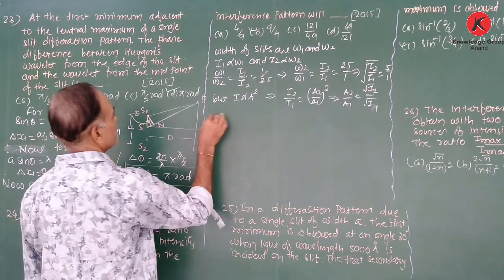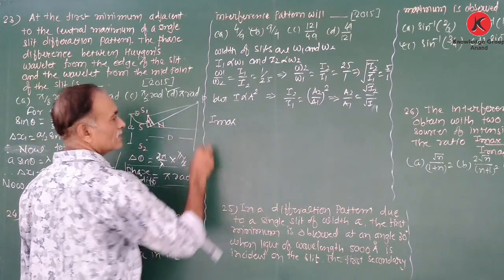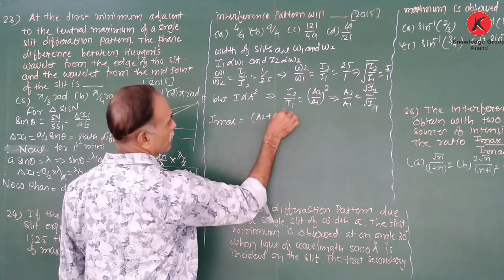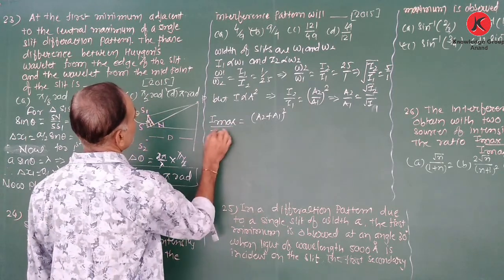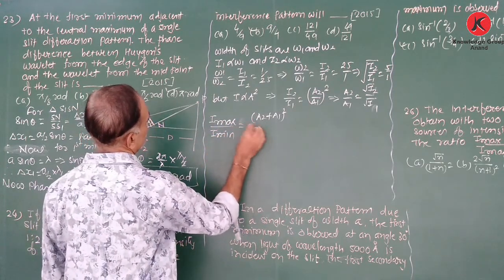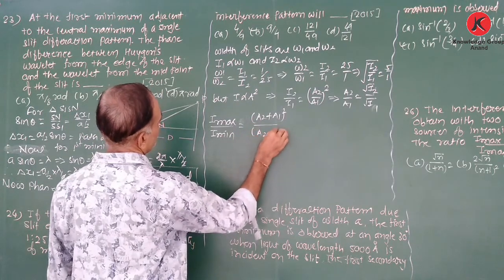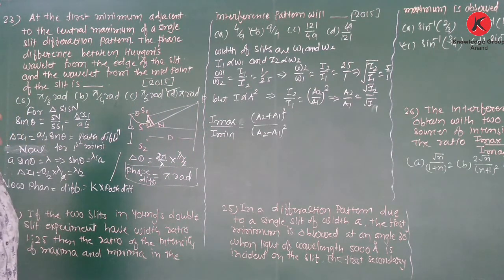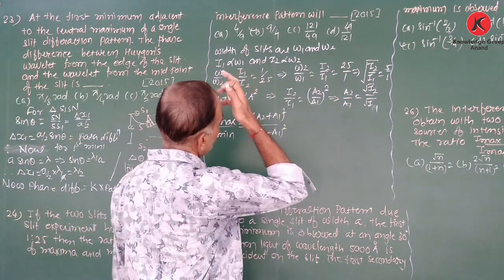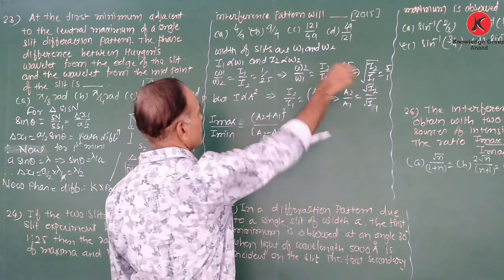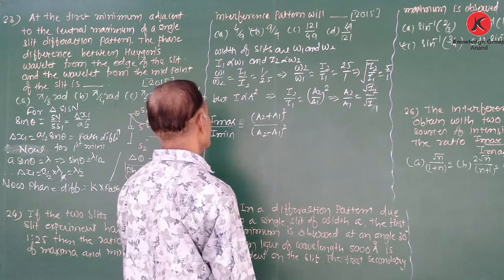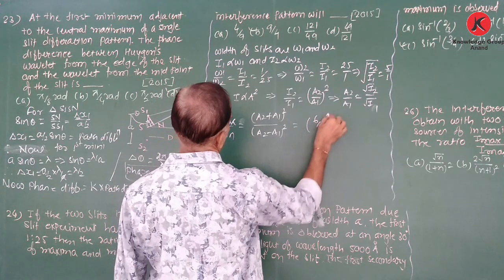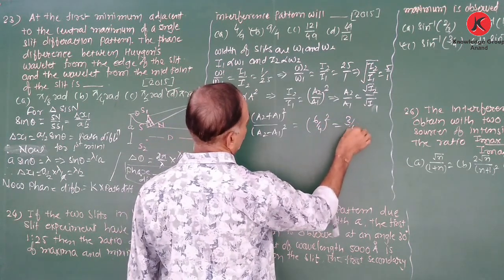Therefore, the maximum intensity I maximum is equal to A2 plus A1 whole square, and I minimum is equal to A2 minus A1 whole square. So as we substitute this value, A2 upon A1 is equal to 5. Right? So thus we obtain the ratio of 6 by 4 whole square, that means 3 by 2 whole square.